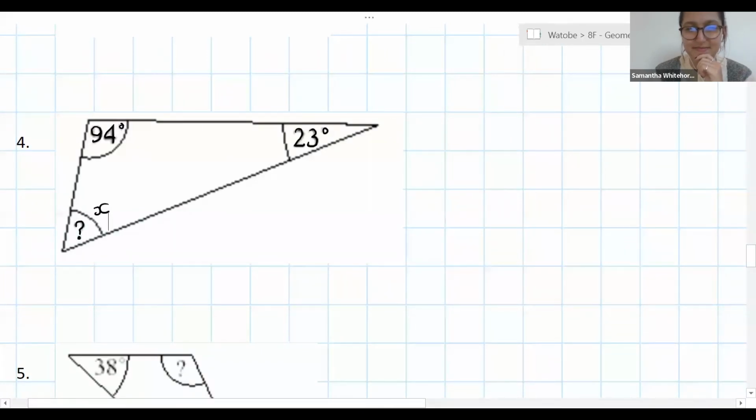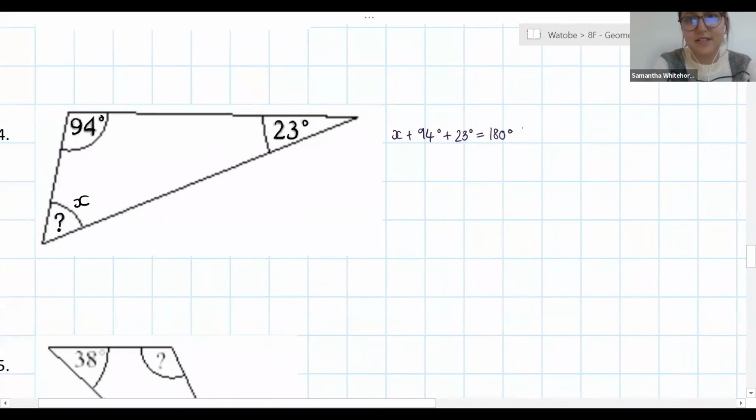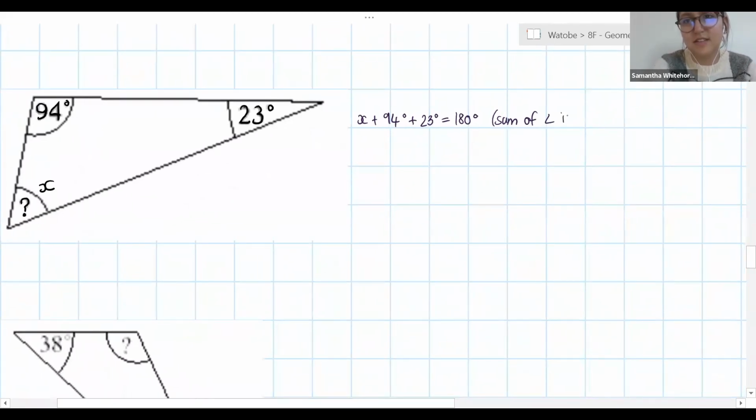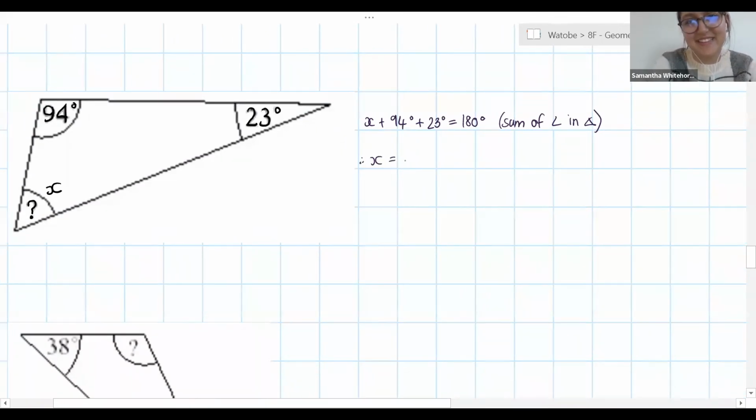X plus 94 plus 23 equals 180. And what's your reason? Sum of angles in a triangle. Okay, and then going, I see X equals 180 minus 94 minus 23. So X equals 63. Awesome. Well done. Thank you so much. X is 63.